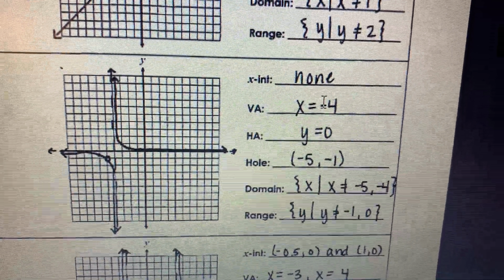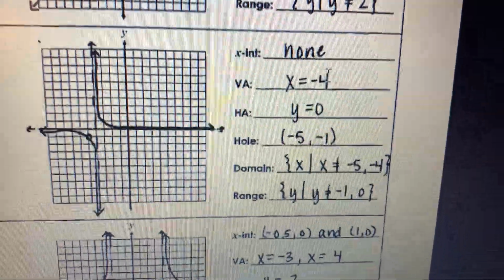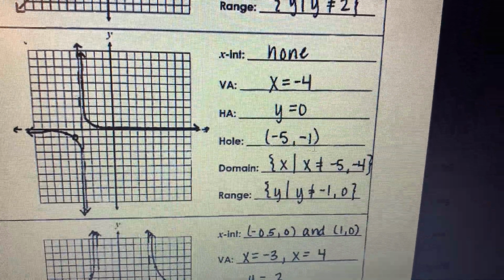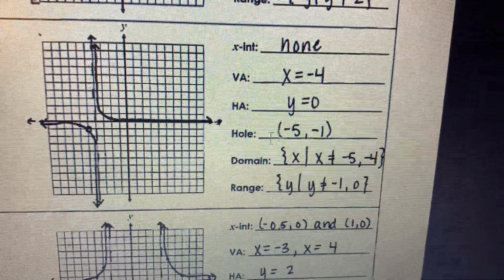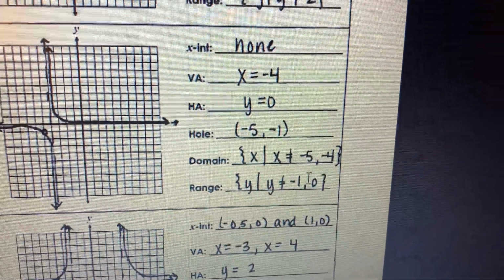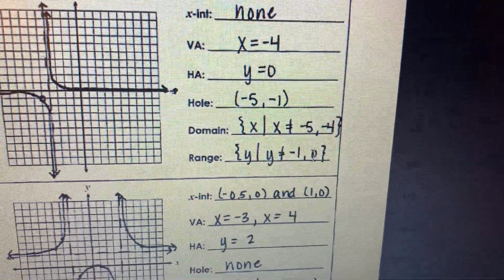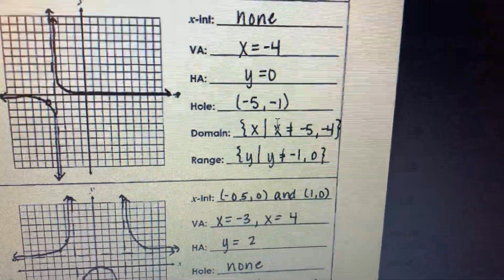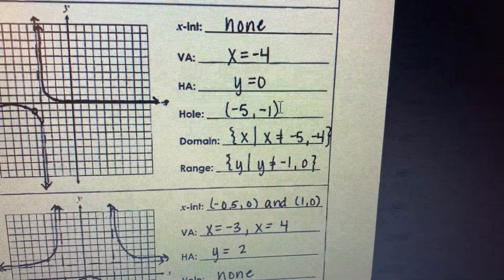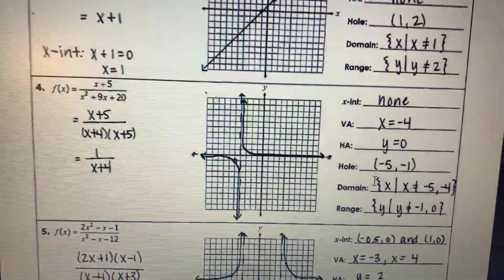Notice the domain is related to the vertical asymptote. X can't equal the vertical asymptote, and x can't equal this x coordinate on the hole. Also, look at the range. The range is related to the horizontal asymptote. Y can't equal 0, because that's a horizontal asymptote. And then take the y value on the hole. Y can't equal that either. And so that's pretty much you graphing this whole thing, all right?